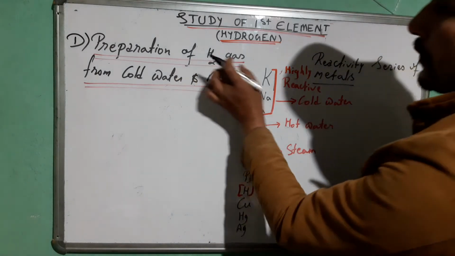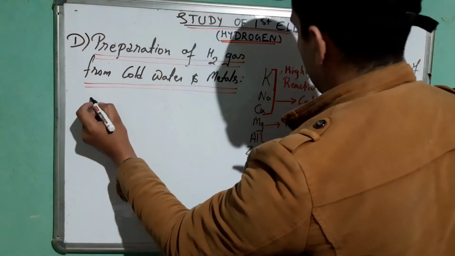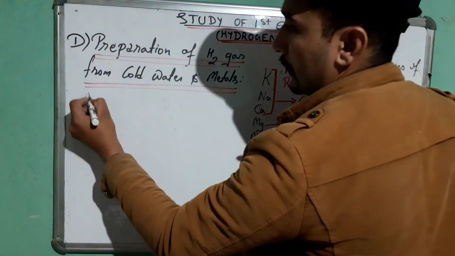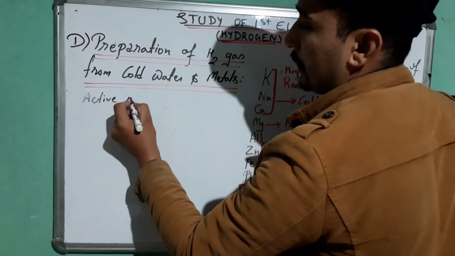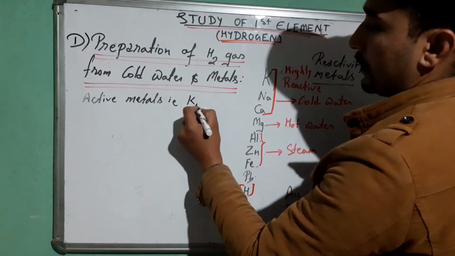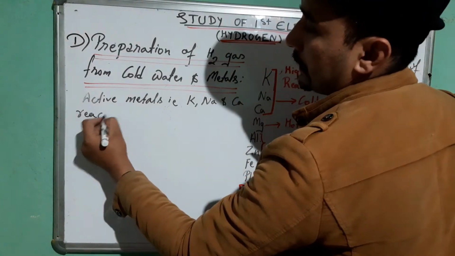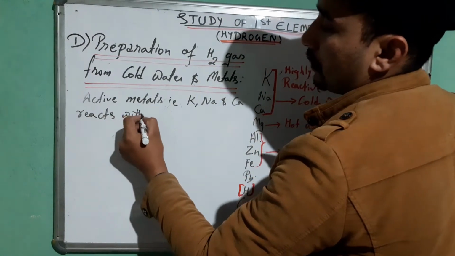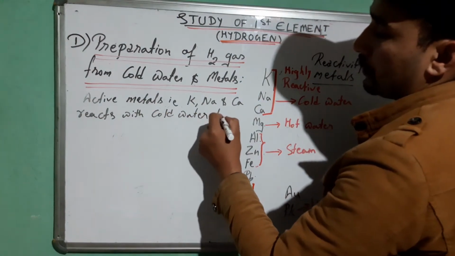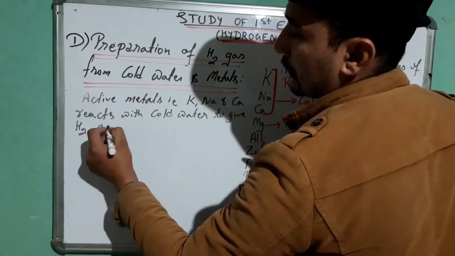Now preparation of hydrogen gas from cold water and metal. Active metals, that is potassium, sodium and calcium, react with cold water to give H2 gas as follows.